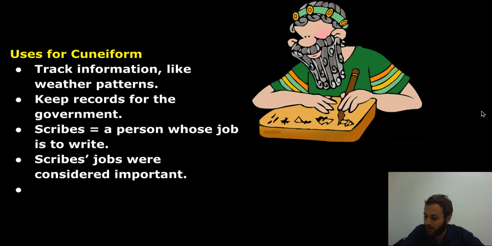Mesopotamians used cuneiform to track lots of important weather events like droughts and floods. This way, they could begin to predict when the next ones would be. This was crucial for helping them store food and know when to plant their crops.